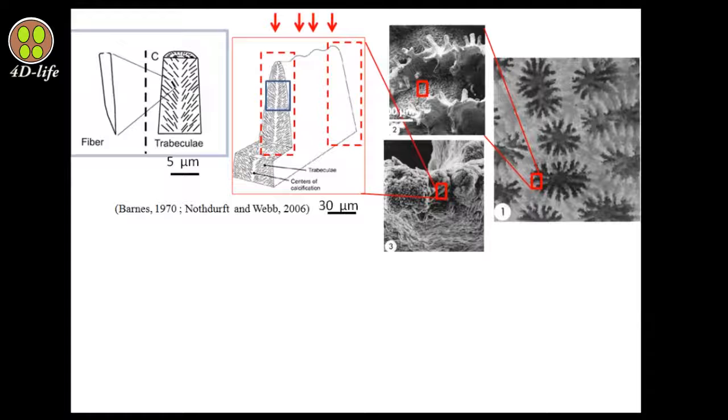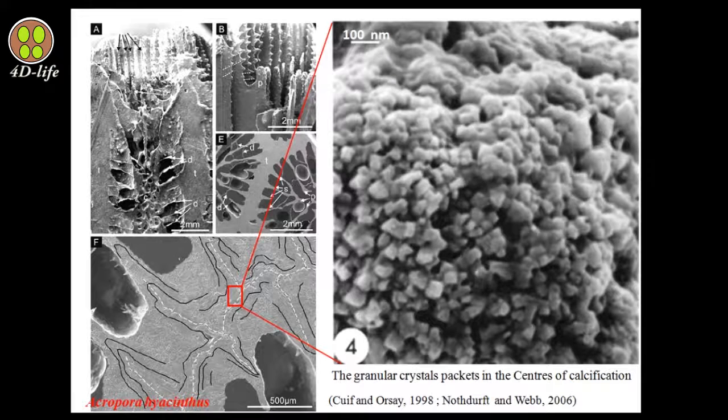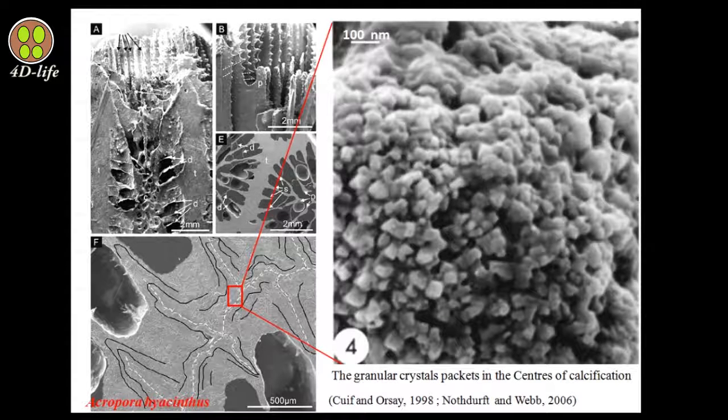And as you can see in pictures A, B, C, centers of calcification and coral fibers have different forms in different species, and environmental parameter changes such as dissolved inorganic carbon can lead to different forms in one species. This is another picture just to see the center of calcification at higher resolution. As you can see, the granular crystals are packed in the centers, and they provide a scaffolding for the growth of fibers.